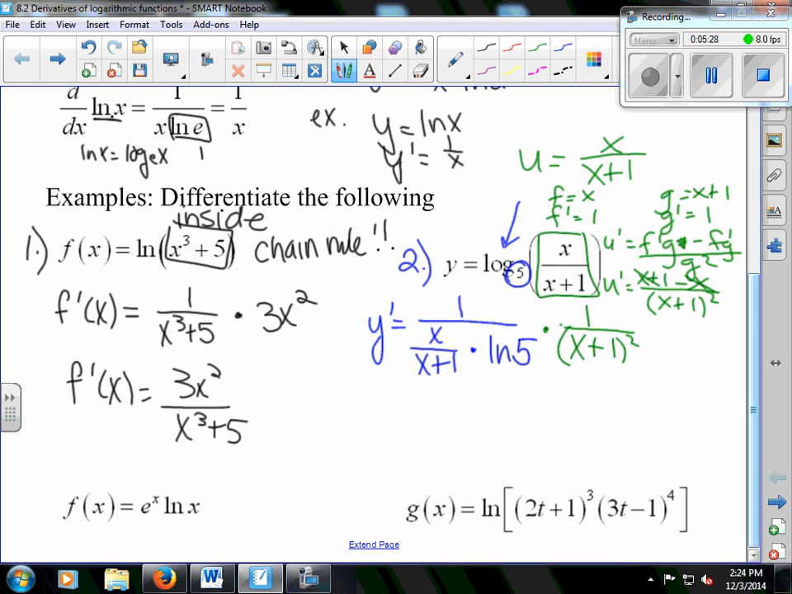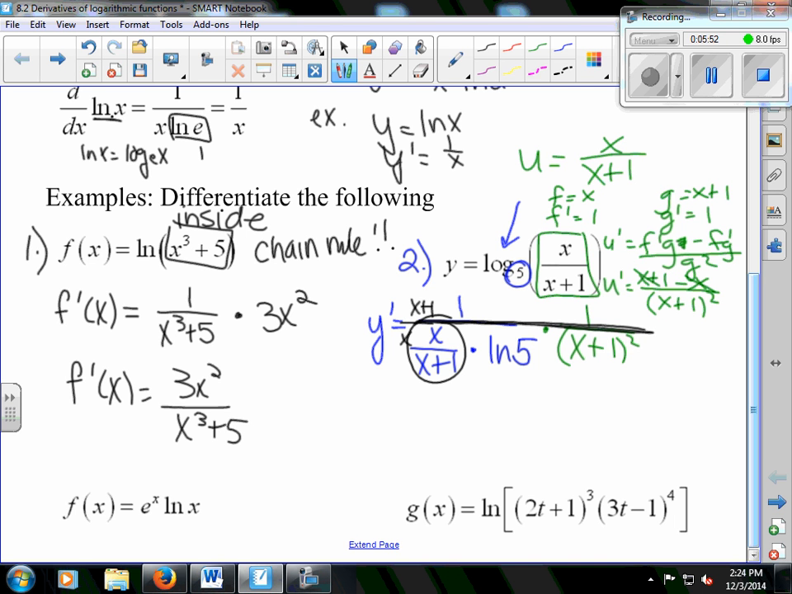I am going to clean this up just a little bit. Notice that I have one big fraction, and in the denominator of this fraction, I have x over x plus 1. You can rewrite this so that this is x plus 1 over x, like that.